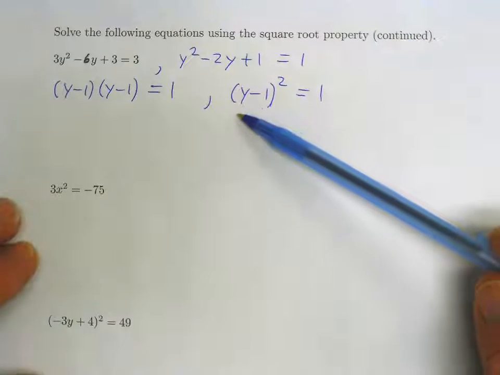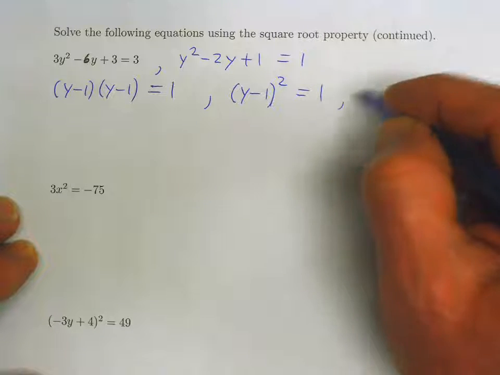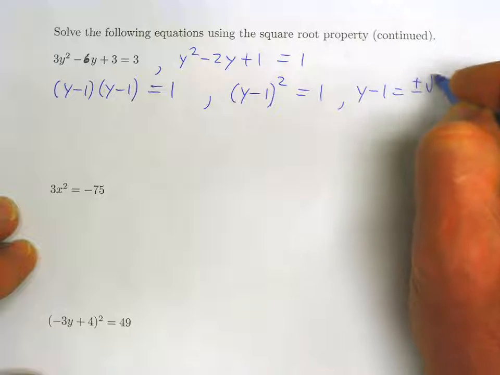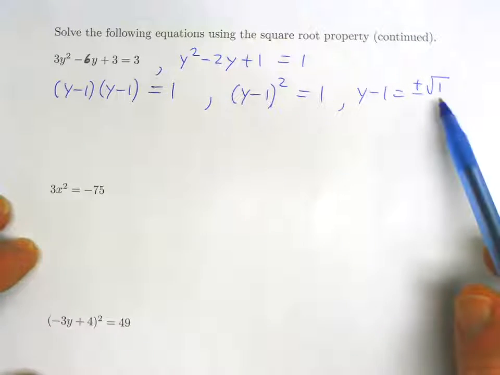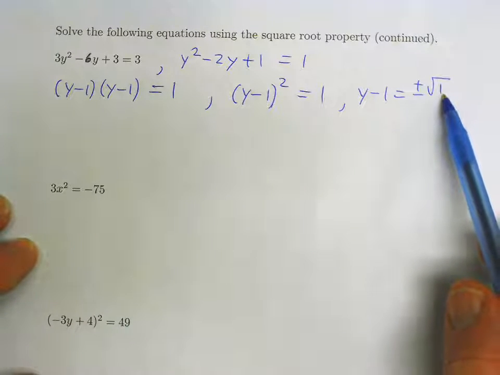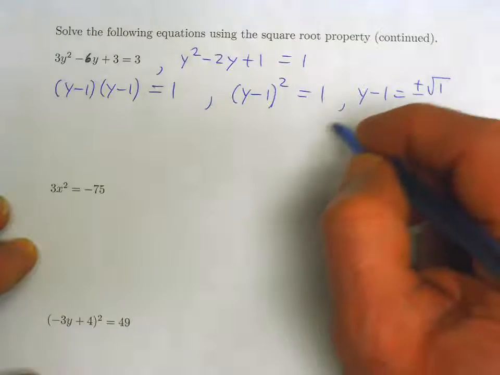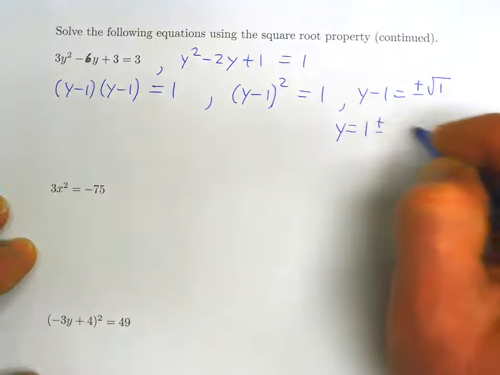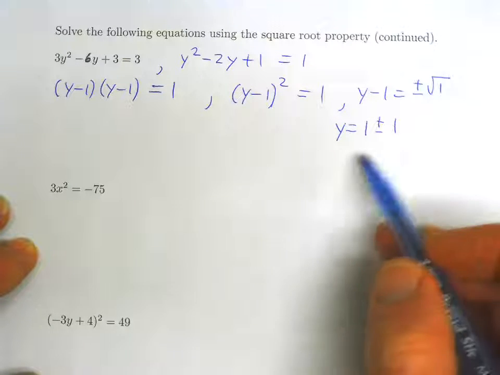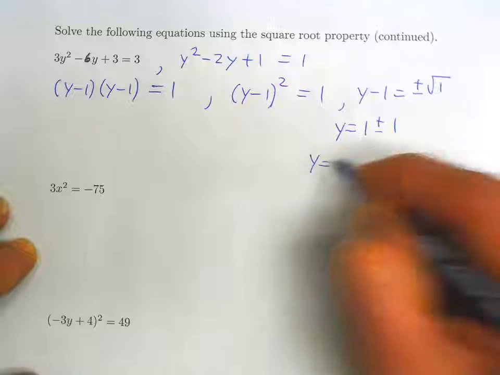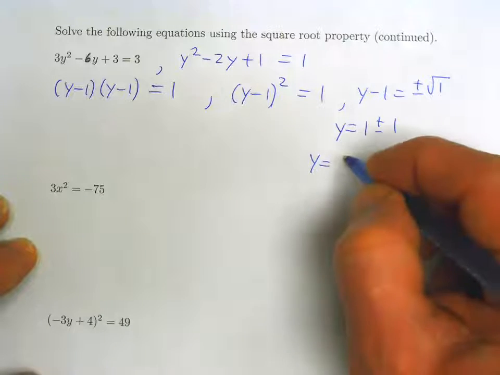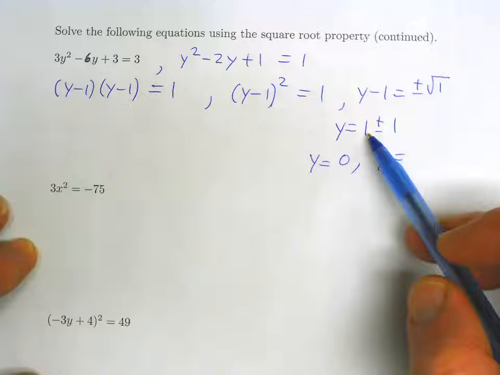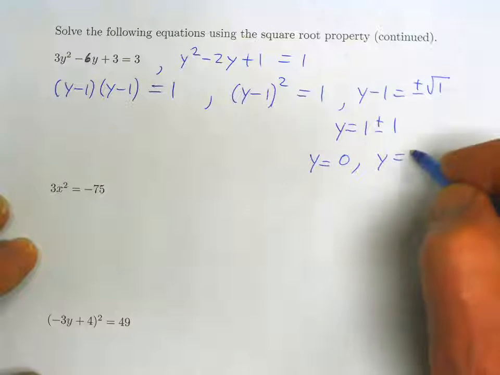So apply the square root property to this. We get y minus 1 equals positive and negative square root of 1. And the square root of 1 is just 1, so I'll add 1 to both sides, and we get y equals 1 plus and minus 1. One of the solutions is y equals 1 minus 1, or 0. And the other solution for y is y equals 1 plus 1, or y equals 2.